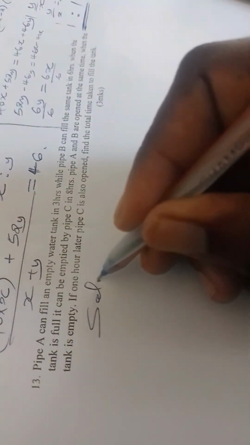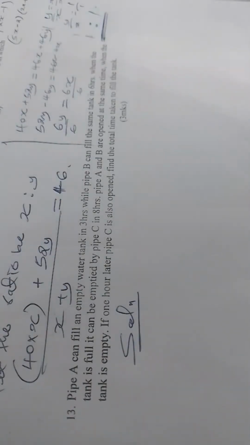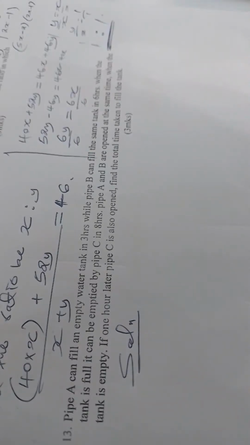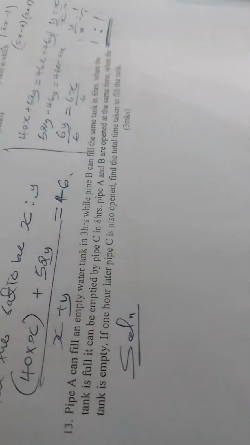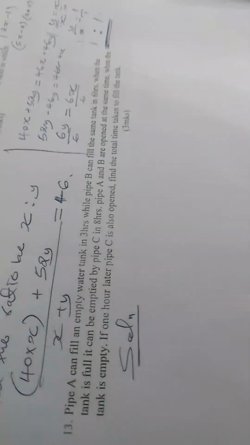Question number 13. A pipe A can fill an empty water tank in 3 hours, while pipe B can fill the same tank in 6 hours. When the tank is full, it can be emptied by pipe C in 8 hours. Pipe A and B are open at the same time when the tank is empty. If 1 hour later, pipe C is also open, find the total time taken to fill the tank.